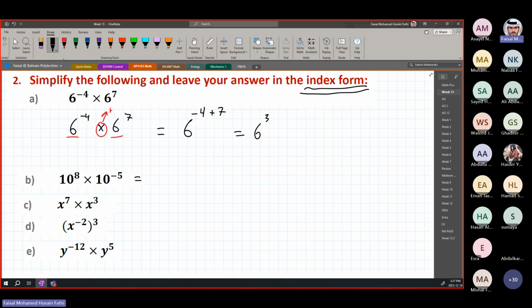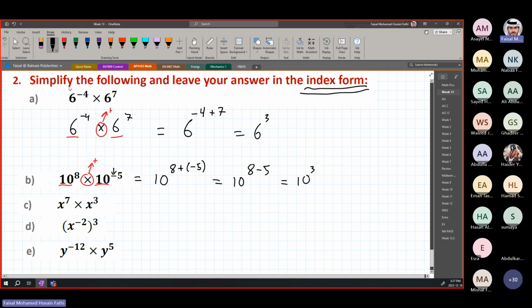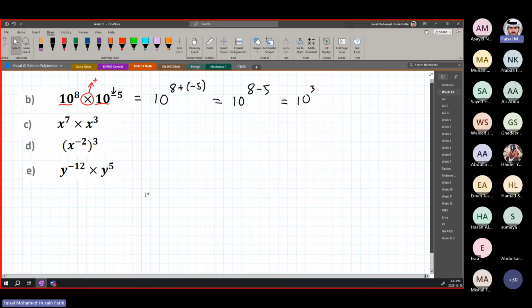B, this is the same as, since again, same base, multiplication means addition. So you will write 10 to the power of 8 plus minus 5. Okay? Because there's a minus over here. So this is plus minus 5. This is the same, because plus times minus is equal to minus. So this is 10 to the power of 8 minus 5, 10 to the power of 3. Okay? Don't get confused by the minus. It just means that the exponent is negative, and you could just simplify it. There are so many other different ways of simplifying it, but I think this is the easiest way to do it. Okay?